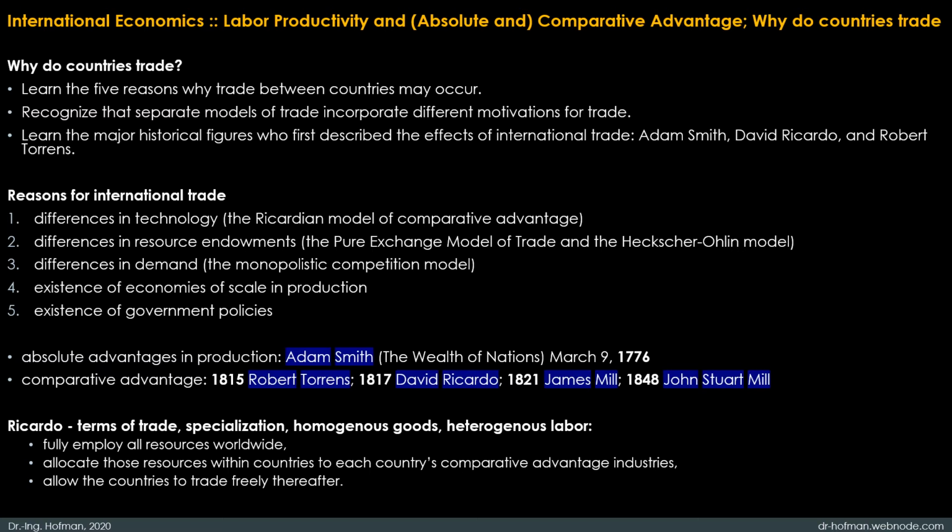Advantageous trade can occur between countries if the countries differ in their endowments of resources. Resource endowments refer to the skills and abilities of a country's workforce, the natural resources available within its borders, minerals, farmland, etc., and the sophistication of its capital stock, machinery, infrastructure, communication systems. The basis for trade in both the pure exchange model and the Heckscher-Ohlin model is differences in resource endowments.